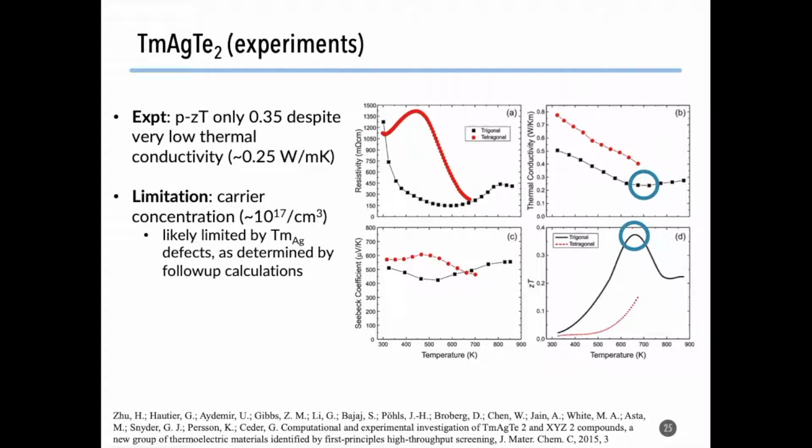But the big problem was that we couldn't dope it to that 10 to the 20th that we needed. We later did defect calculations and found that the thulium on the silver side is likely your p-type killer and is preventing you from getting 10 to the 20th carriers on it. So not being able to predict how well you could dope this material was probably the big limitation here.